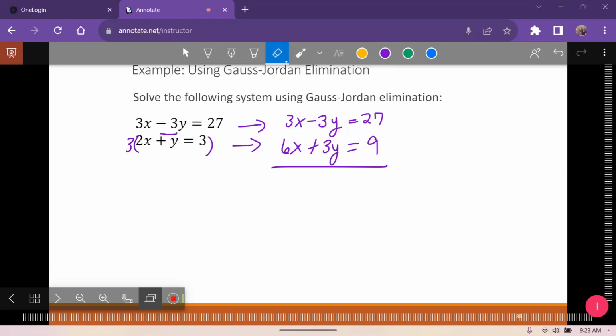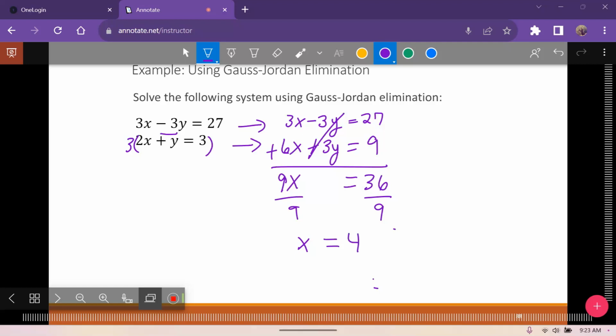Now I can add these two equations together. When I do, I get 9x. Here, the y cancels because I have -3 and +3, and 27 plus 9 would give me 36. And now I can divide both sides by 9, and that gives me x is equal to 4.